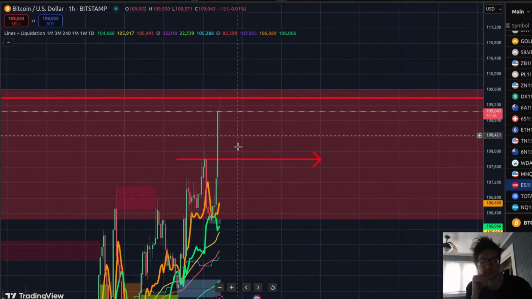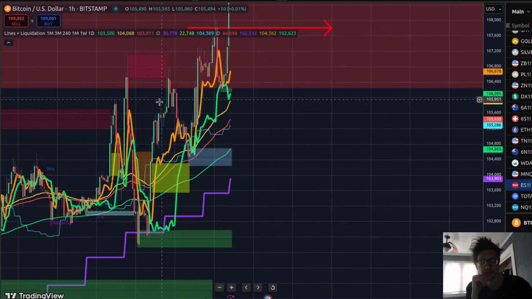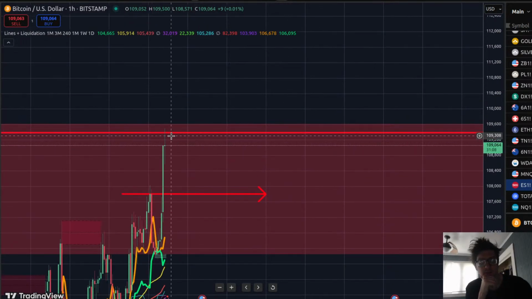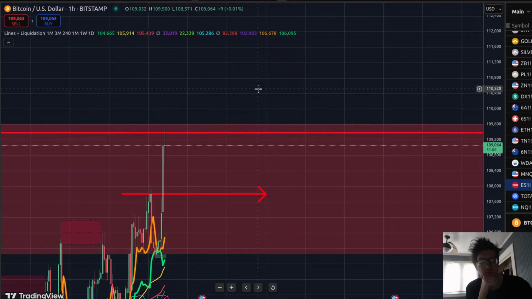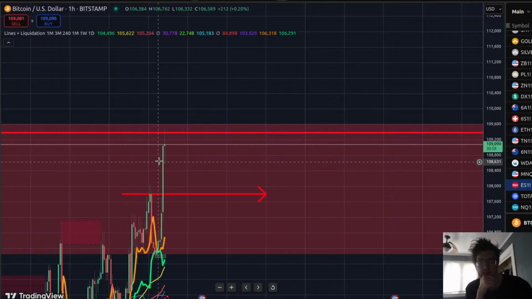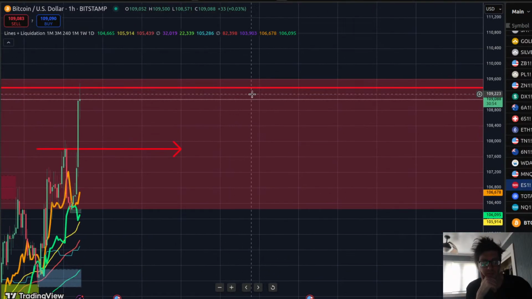There's going to be chop up here, just as we saw chop here, and hopefully we can break above this level long enough so that we can come back down and retest it. That'll be more bullish to me. If we can't break above this level, then we're going to go down.